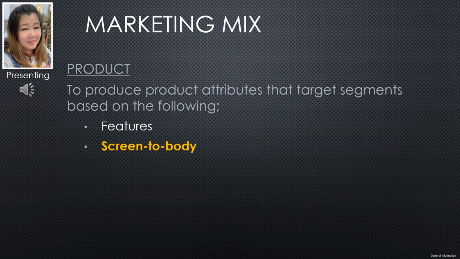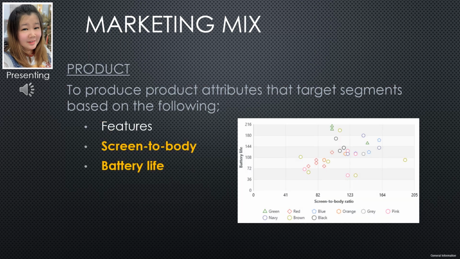For screen to body and battery life, if the specs are too high, the cost price will be high too, and we will need to set our price high, causing fewer people to purchase as they might think that it is not worth buying. If the specs are too low, the cost price will be lower, and we will be able to set our price low. But still fewer people will purchase as they might think that the product is not that good.